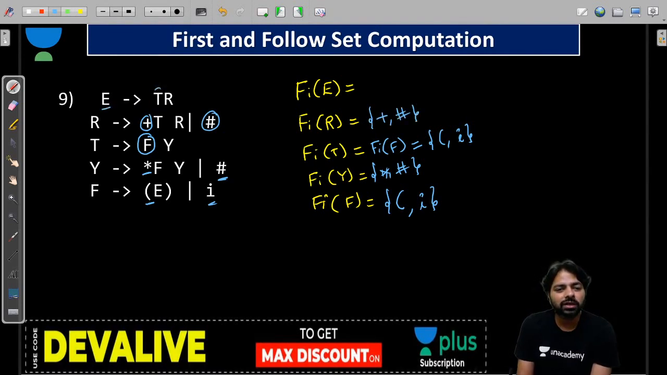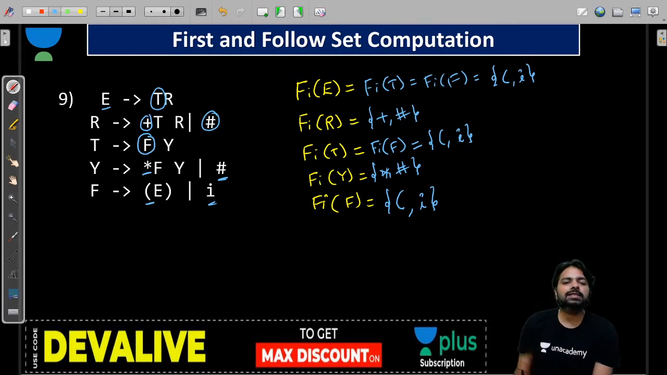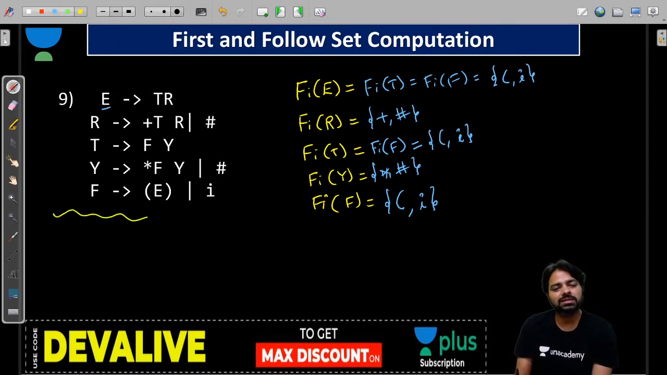And E depends on T. Will T give epsilon? No. F and Y, F is nothing but again it depends on first of T, T depends on first of F, and because of that you have the same, that is open parenthesis, I. And this is about the first set, but follow set may take much time, guys. Follow set may take much time, so do one at a time.